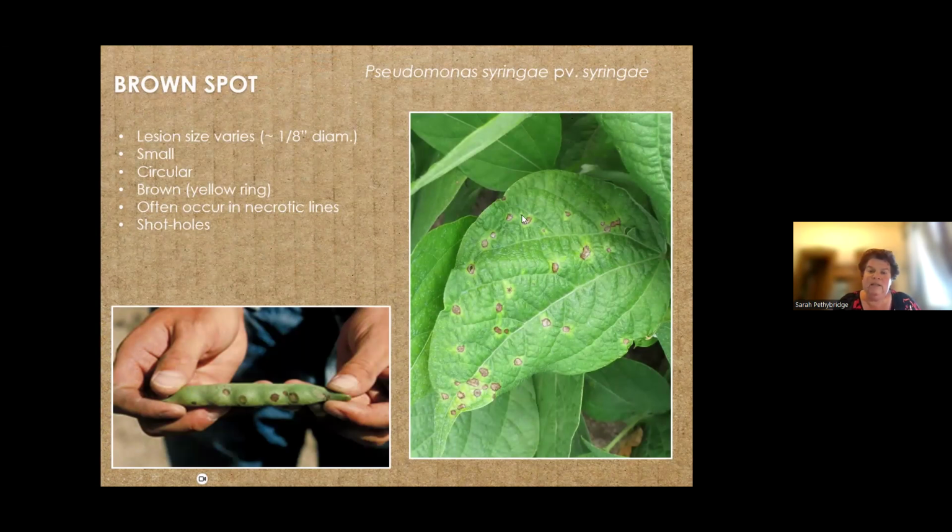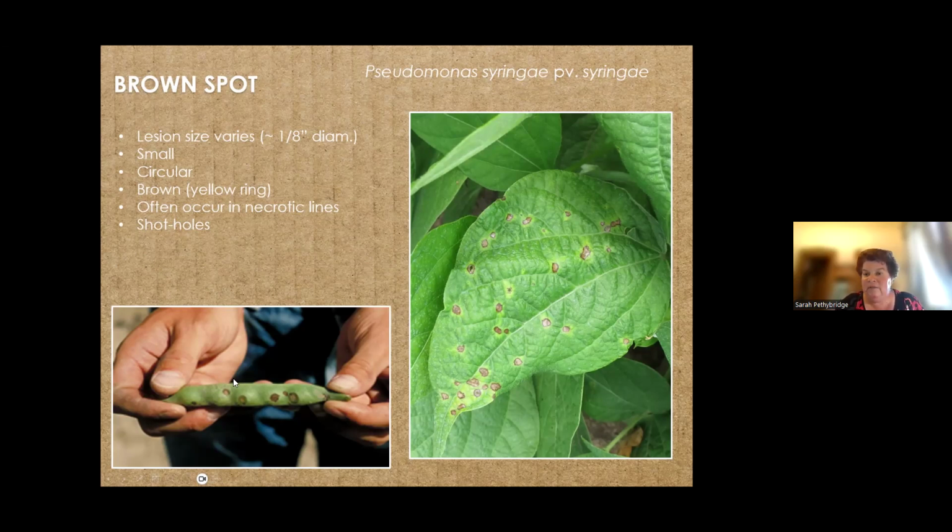It causes these interesting lesions on the leaves. They're brown or necrotic, what we call necrotic. And you can tell that they may be caused by a bacterium because of these yellow rings or yellow halos around these symptoms. So you might see symptoms of brown spot on the foliage, but you may also see them on the pods, as you can see here.